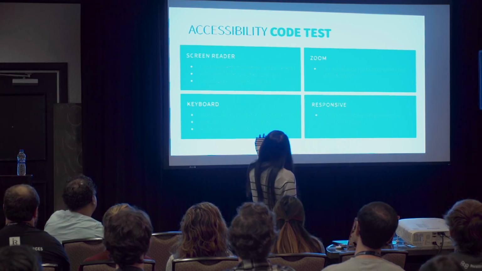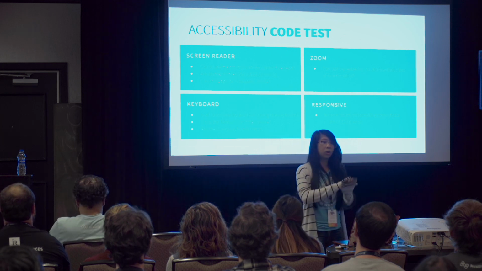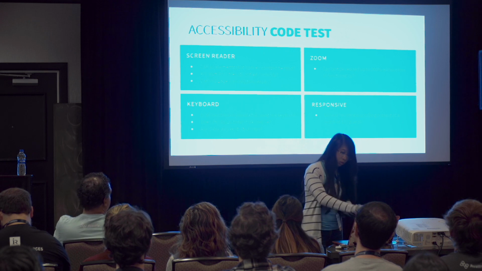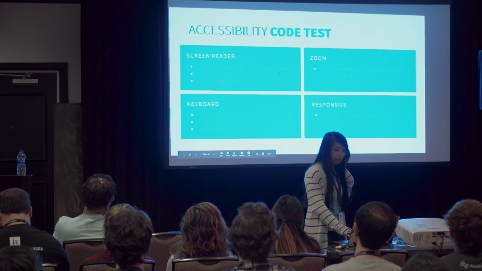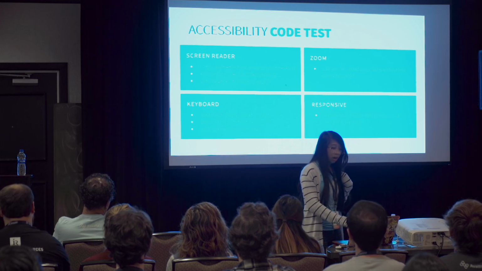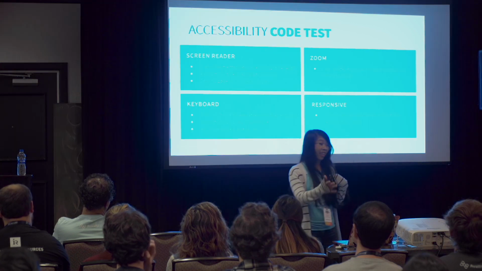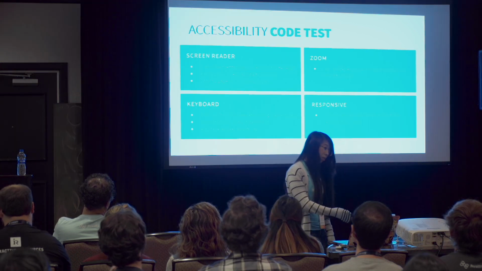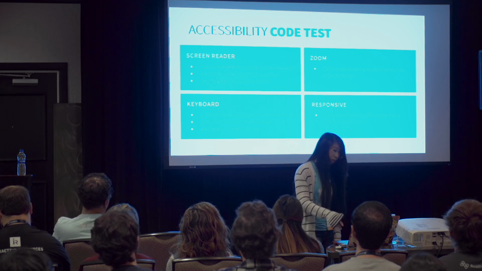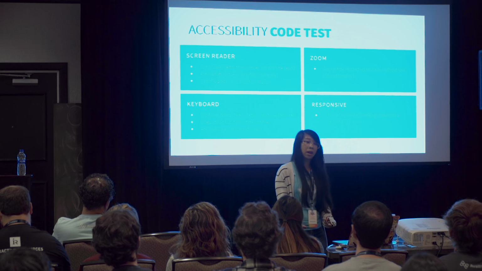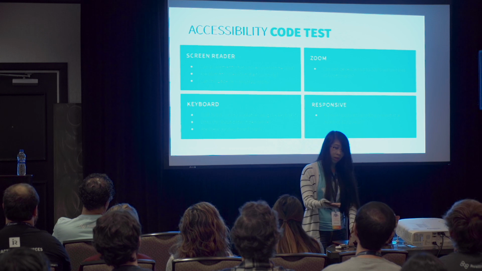I added this code test, which is very useful if you want to know if your code is all accessible. If it is, you should be able to answer all these questions. Like the screen reader: can all elements that convey content be read? Are element roles identified correctly? Can the page be navigated easily? For the keyboard: is all functionality available using the keyboard? Does the focus order make sense? Are there any keyboard traps? Zoom: can text be resized up to 200% without loss of functionality?